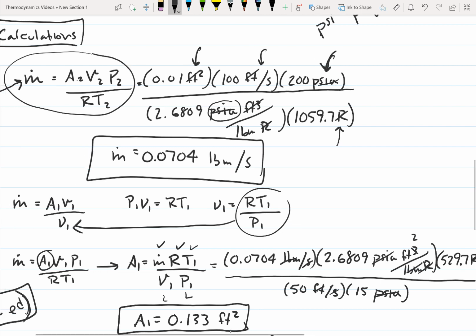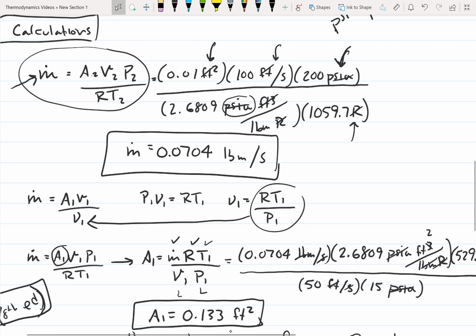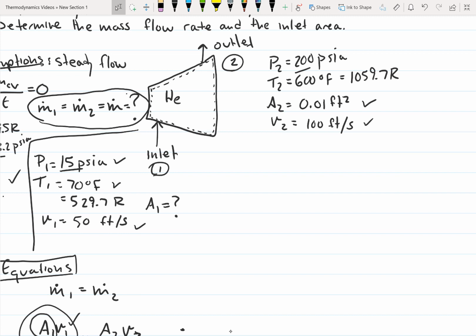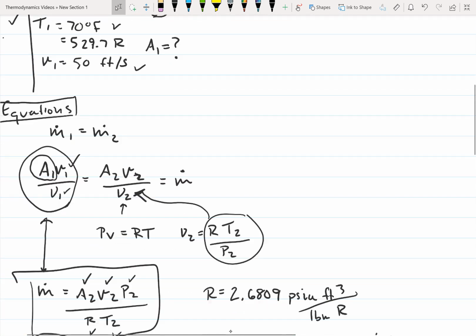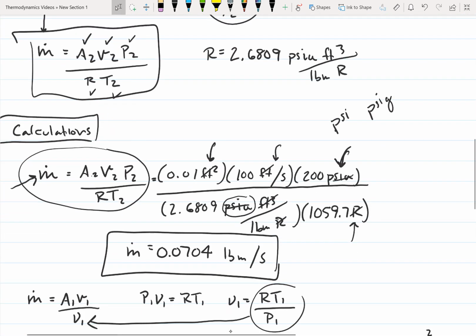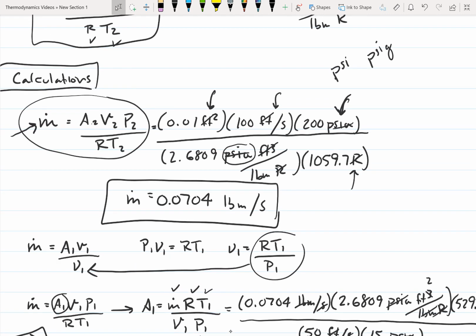All right, so the last thing we want to do is make sure that these values that we calculated make sense for the problem. We've already verified that the units came out correctly, so that's one clue that we probably did it right. But let's also check the values that we got. For the inlet, we got 0.133 feet squared. The outlet is 0.01 feet squared, so that's probably a reasonable area. And then the mass flow rate, we got 0.0704 pound mass per second, which is probably a reasonable mass flow rate.